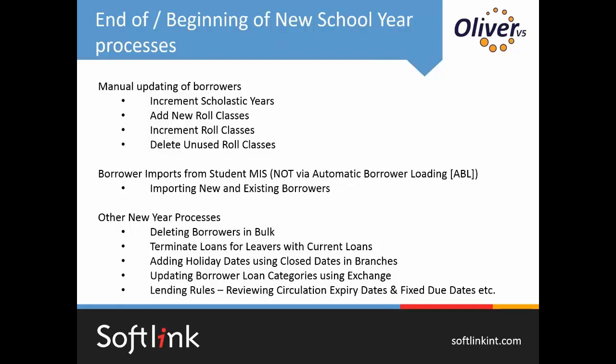And updating borrower loan categories using Exchange. So as your borrowers go up in years at the school, they might have different lending rules to apply to them. So we need to change their borrower loan category. And then finally, just a few things about reviewing the lending rules. So you may have circulation expiry dates and fixed due dates that you need to set.